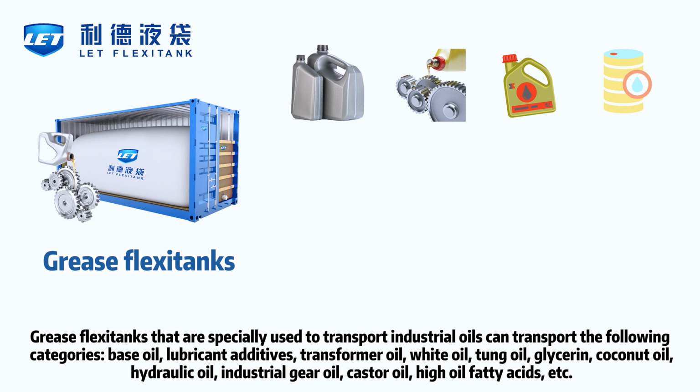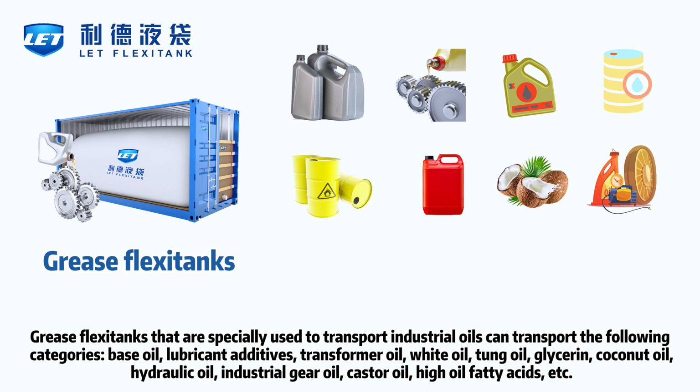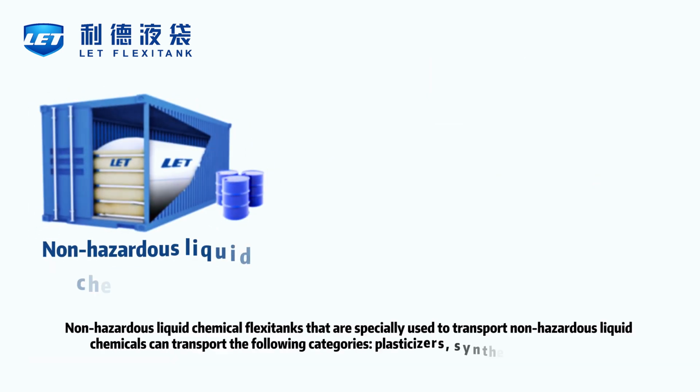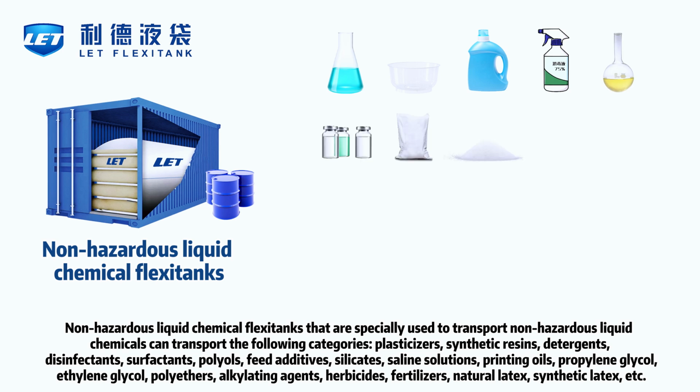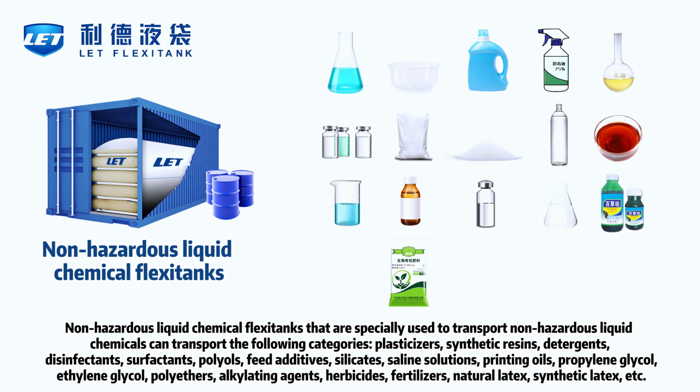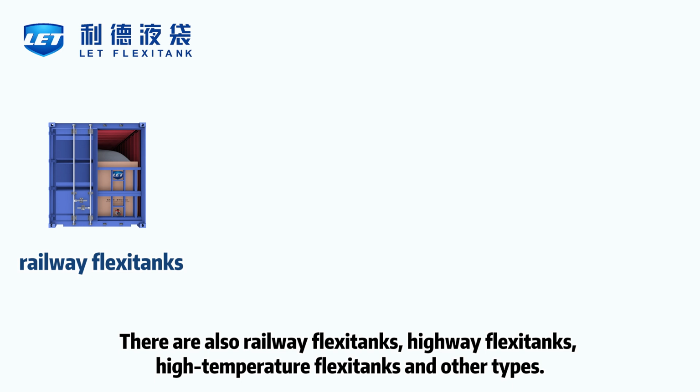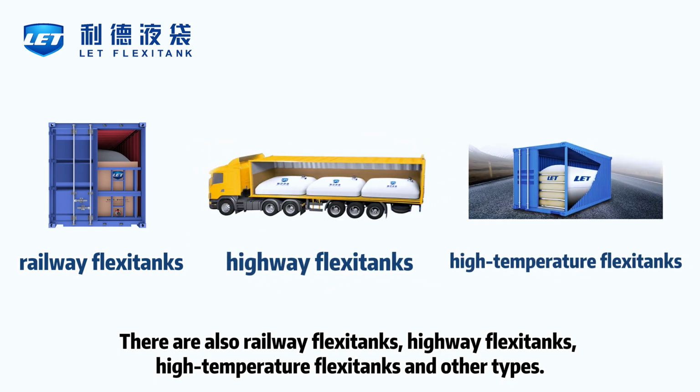Grease Flexitanks that are specially used to transport industrial oils can transport the following categories: base oil, lubricant additives, transformer oil, white oil, tung oil, glycerin, coconut oil, hydraulic oil, industrial gear oil, castor oil, high oil fatty acids, etc. Non-hazardous liquid chemical Flexitanks can transport the following categories: plasticizers, synthetic resins, detergents, disinfectants, surfactants, polyols, feed additives, silicates, saline solutions, printing oils, propylene glycol, ethylene glycol, polyethers, alkylating agents, herbicides, fertilizers, natural latex, synthetic latex, etc. There are also railway Flexitanks, highway Flexitanks, high-temperature Flexitanks, and other types.